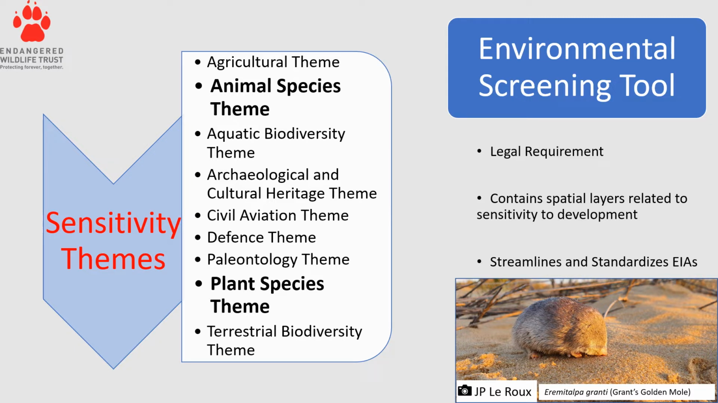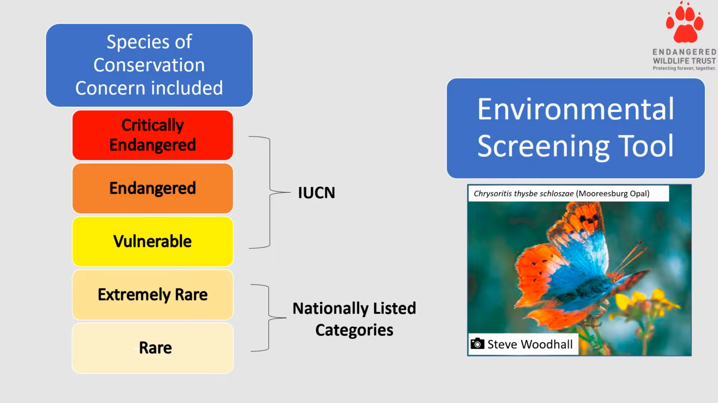Myself and colleagues from EWT, BirdLife South Africa, and SANBI worked together to curate the animal and plant species themes, and it's these two layers which inform the rest of the work I'll present on today. The animal and plant species themes contain spatial data for animal and plant species of conservation concern, that is, species listed as critically endangered, endangered or vulnerable, or range-restricted species listed nationally as critically rare or rare.